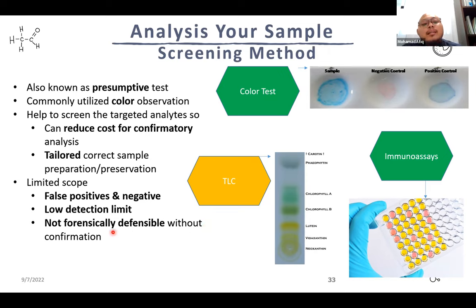The third one, not forensically defensible without confirmation. When you are in court, if you just mention that you only performed the screening method, your testimony will not get accepted, because you cannot determine whether the amount, the concentration, actually caused harm to the victim. You cannot confirm exactly what kind of compound actually caused harm to the victim. That is about the screening method.